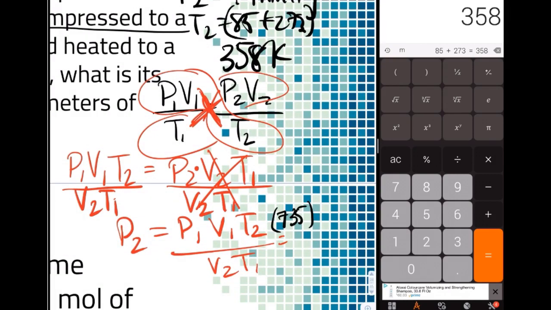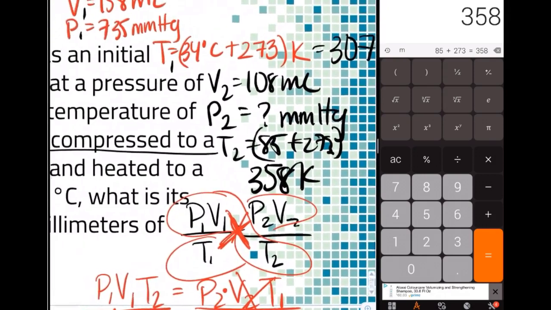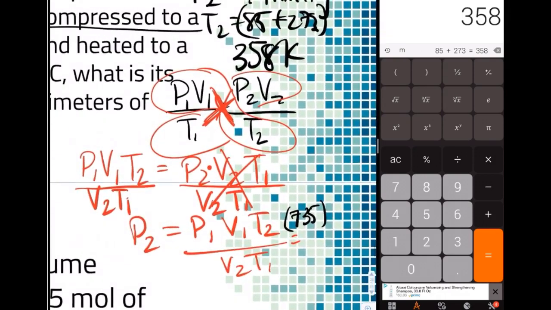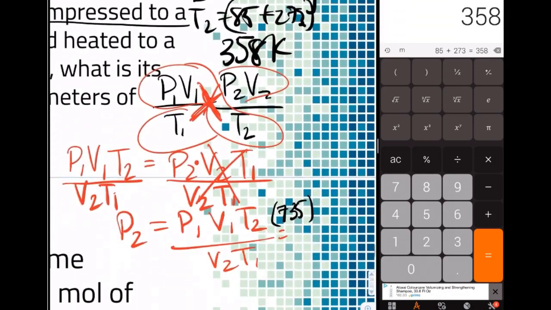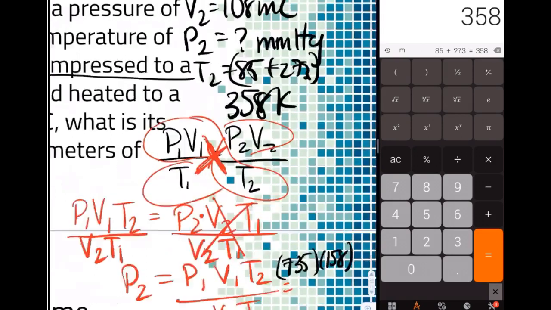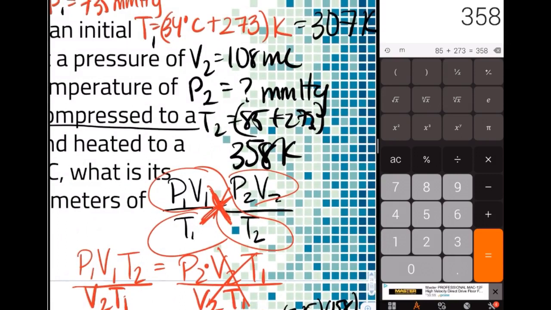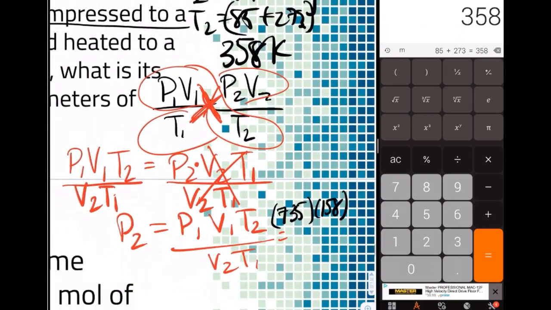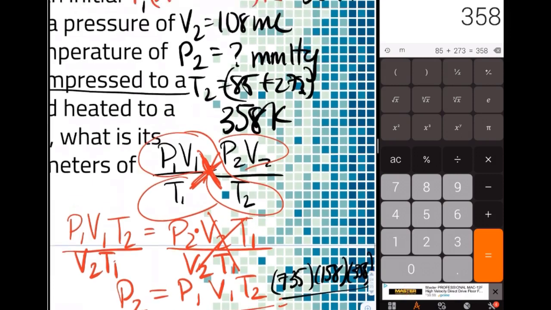I'm running out of space. I'm going to do it to my units because I know they're going to cancel. My V1 was 158. And my T2 is 358, all over. My V2 is 108. And my T1 was 307.